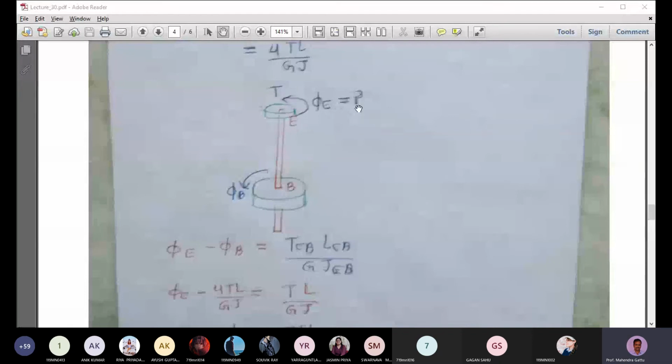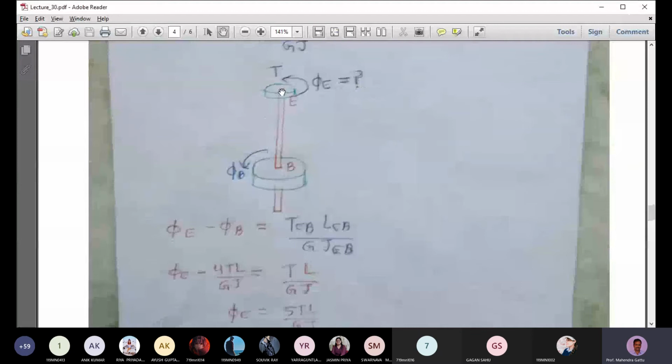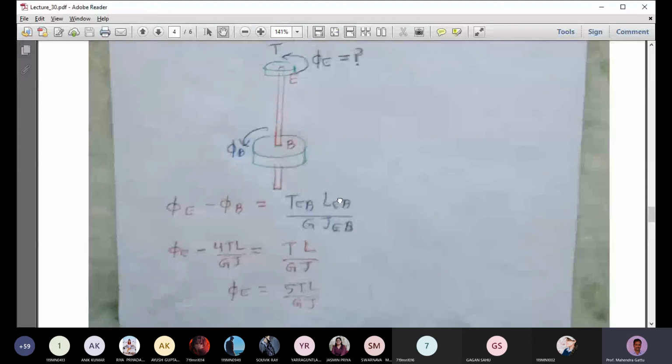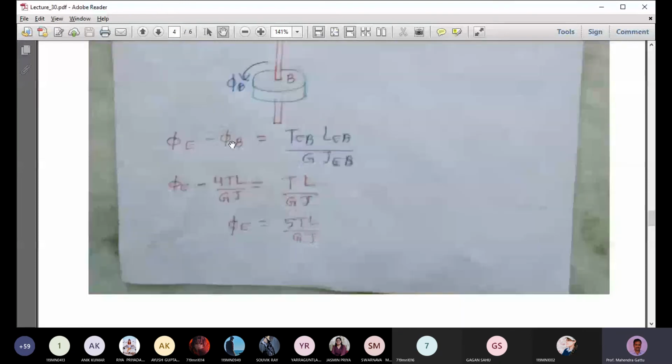So what we do is we know that the difference in the twist between phi E and phi B is equal to TL by GJ. So we can apply that formula, where L is the length of the shaft and J is the J for the shaft. So phi B, we have calculated as 4TL by GJ, and on the right-hand side it will be TL by GJ. So we get phi E, the total twist produced at T. You send that 4 to the right-hand side, and you get phi E as 5TL by GJ.